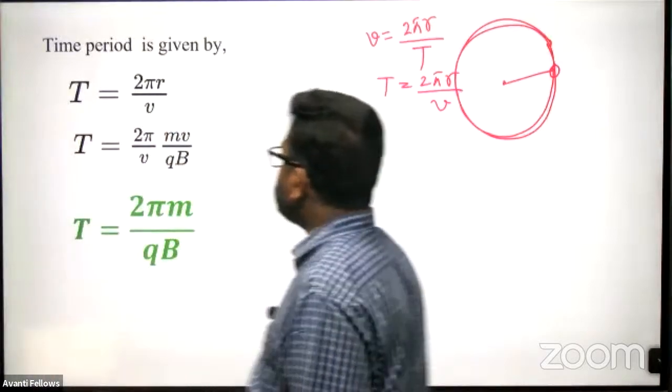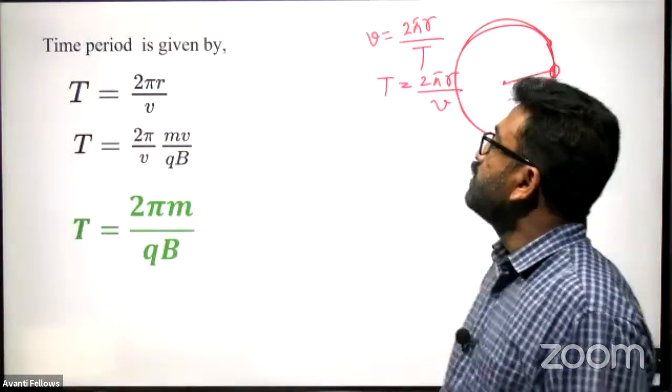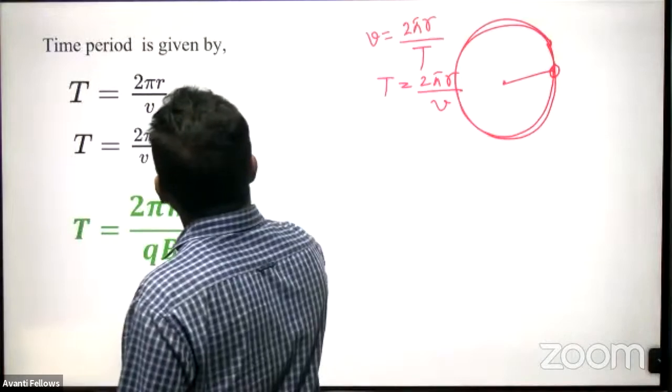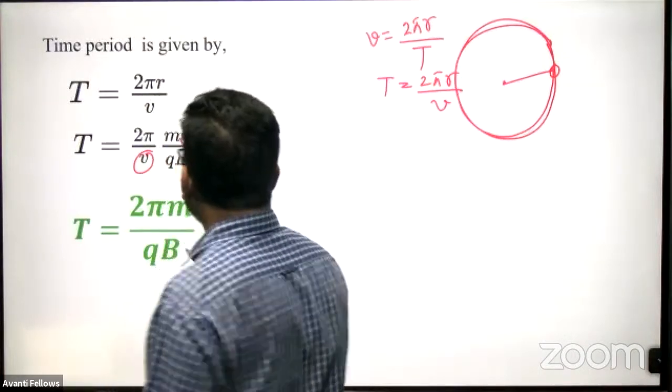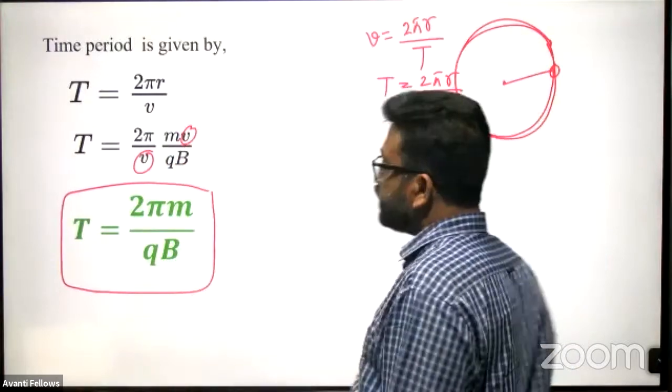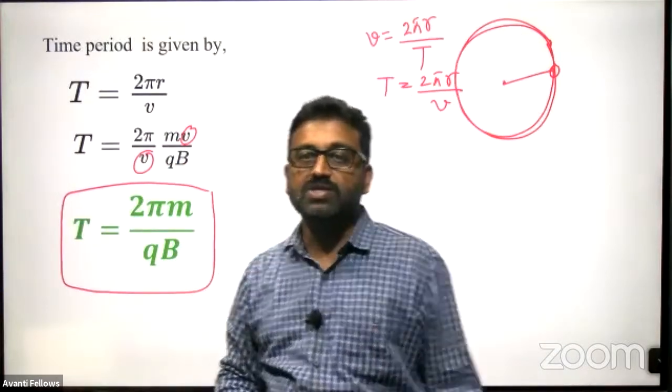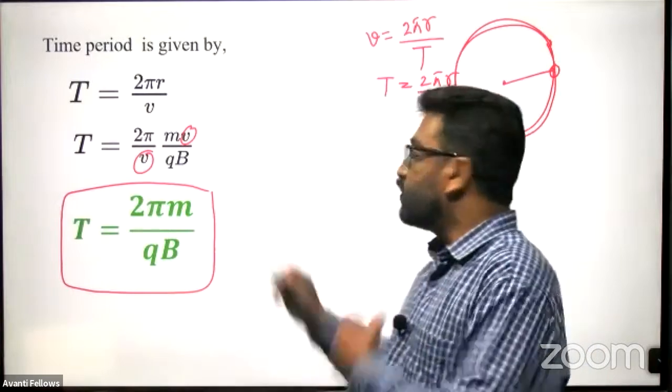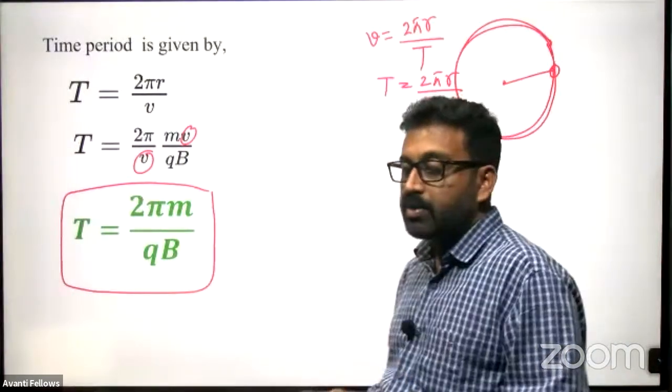So altogether we will write 2 pi m. This v and v get cancelled. So 2 pi m by qB. This is the time period for one complete rotation, the time taken for one complete rotation. It is given by the equation 2 pi m divided by qB.